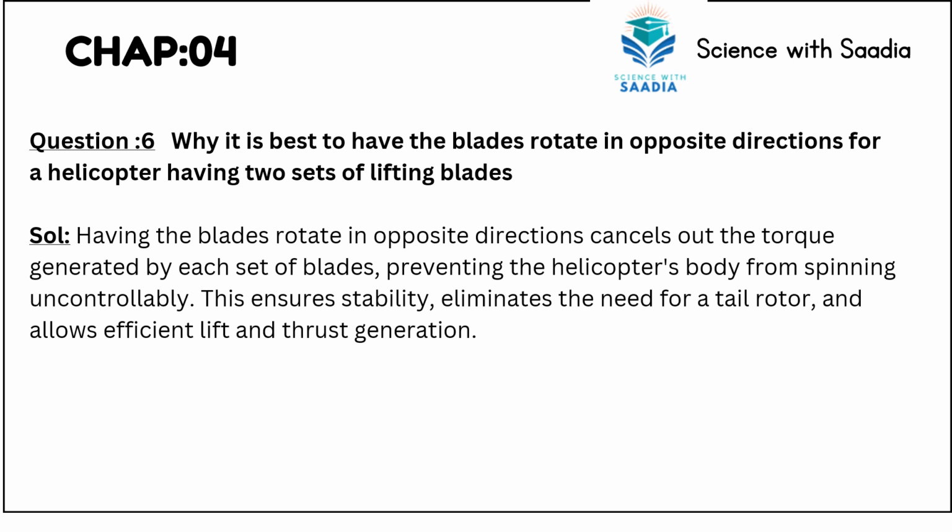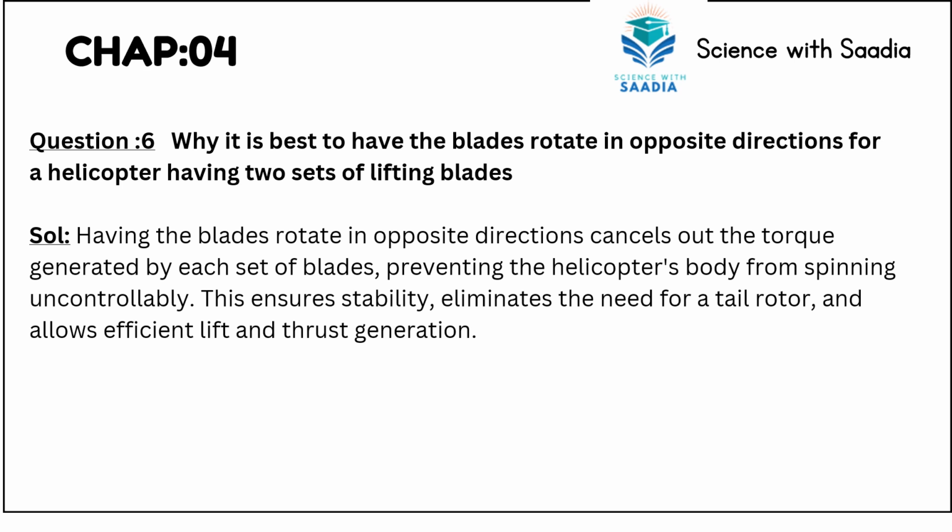This ensures stability, eliminates the need for the tail rotor, and allows efficient lift and thrust generation. So that's why we need to rotate in opposite directions so that the torque can be cancelled.